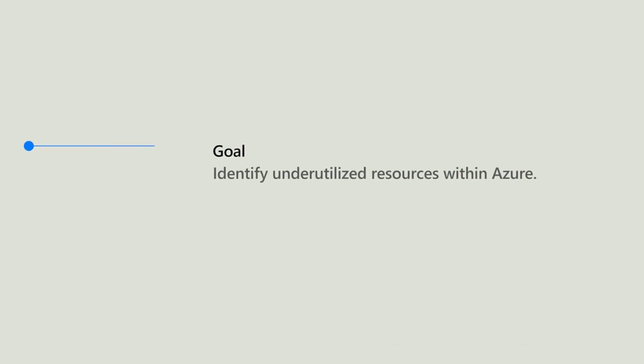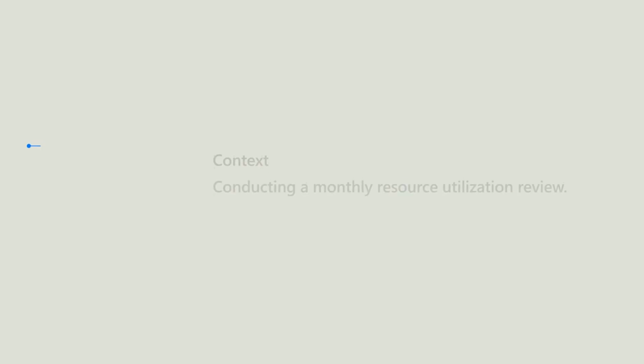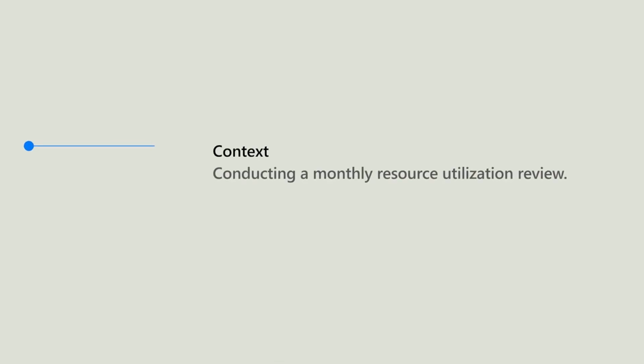Let's start again with the goal. What do you want to achieve? You want to identify underutilized resources within Azure. Then, let's examine the context. What's the situation? Conducting a monthly resource utilization review. Next, our expectations. What do you hope to find? Steps to find and manage underutilized resources.